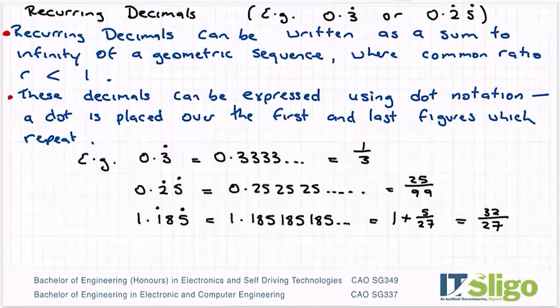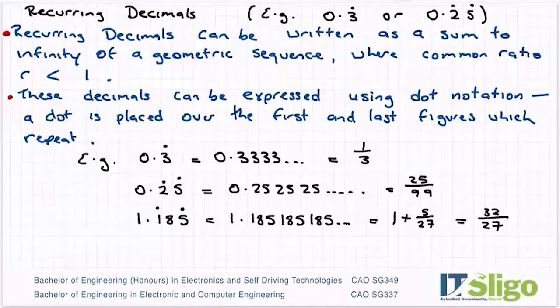A dot is placed over the first and last figures which repeat. So when you see a number like 0.3 with the dot on top, that is actually 0.33333, which is the fraction a third. 0.25 means that both the 2 and the 5 repeat. So 0.252525, and again, when we work it out, you would get 25 over 99. And you can work out any of these. If I don't have them as examples, work them out and see if you can get the fraction.